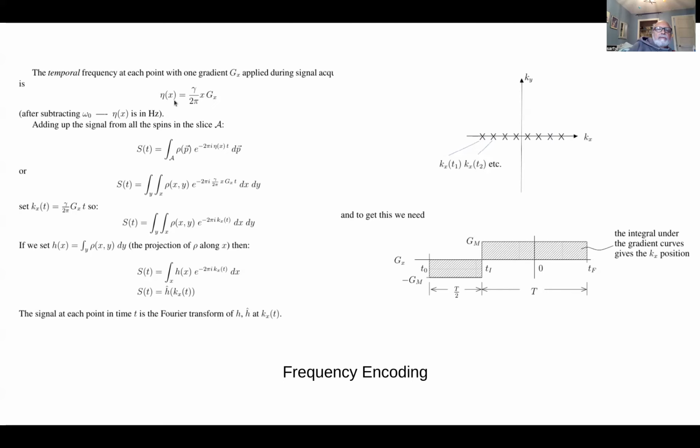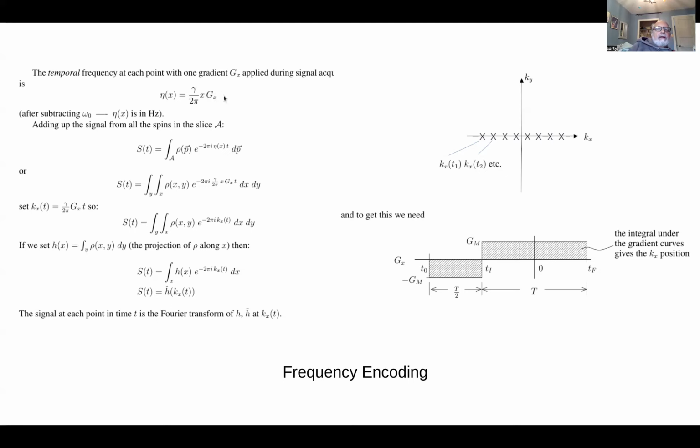In the rotating frame, there will be no precession if there's no gradient applied. That's at B0, the resonant frequency. But if you apply a gradient, the frequency will depend on your spatial position X. So this is a temporal frequency. This is so many hertz, so many cycles per second at a given spatial location. And so what we want to do is this is the trick that got Lauterbur and Mansfield their Nobel Prizes.